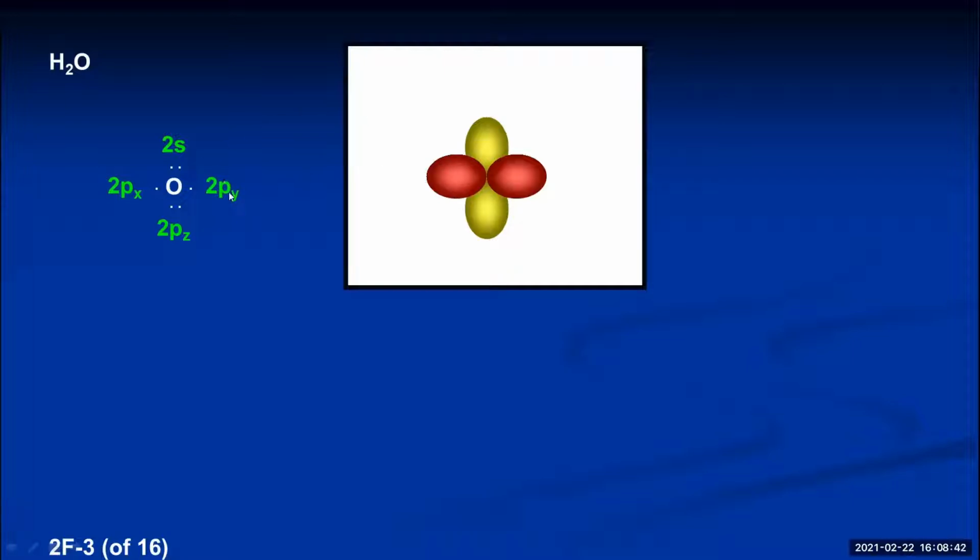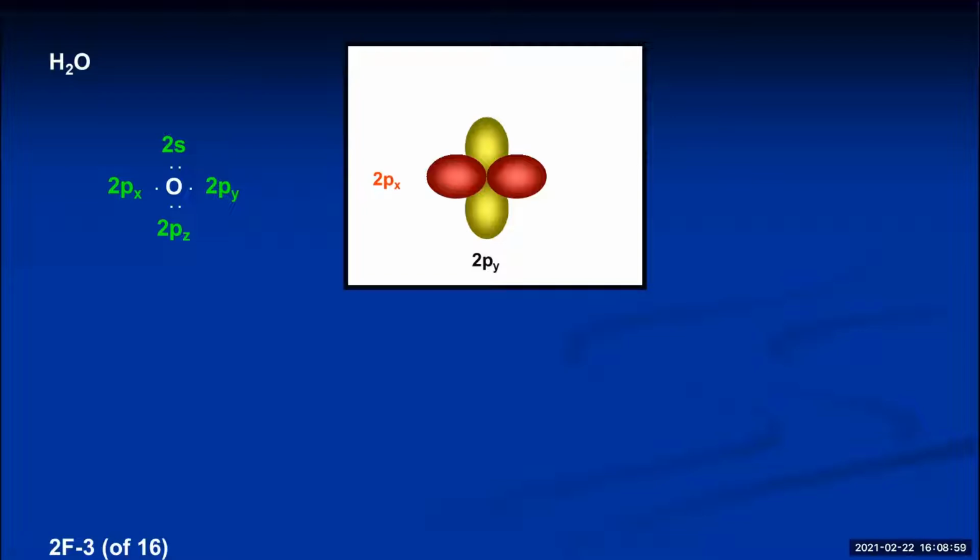Where's a py orbital? Where's a px orbital? Here's a px, here's a py. How are they related to each other spatially? They're related at 90-degree angles. That's why they're called the px and the py. They're on the x-axis and they're on the y-axis.